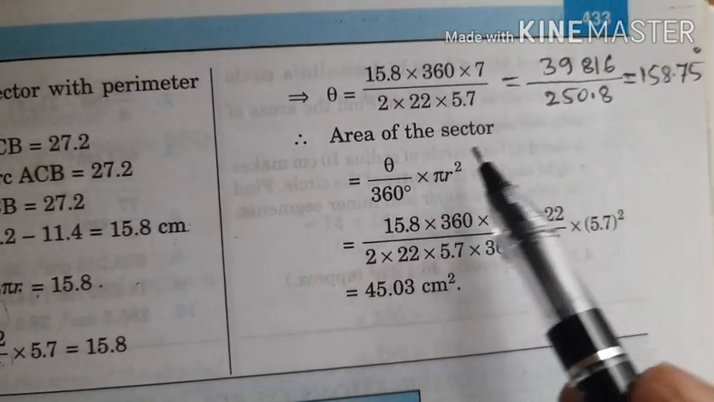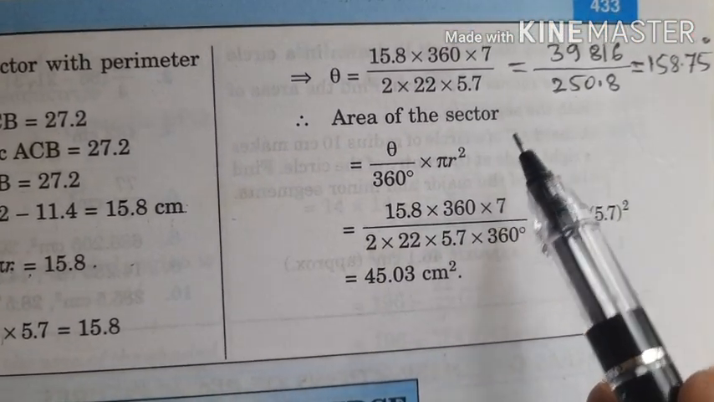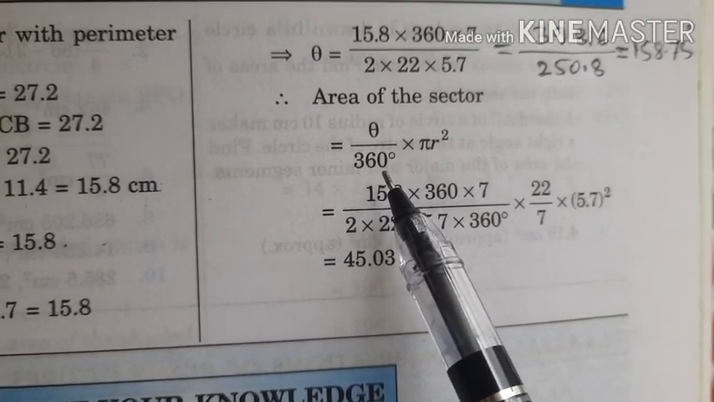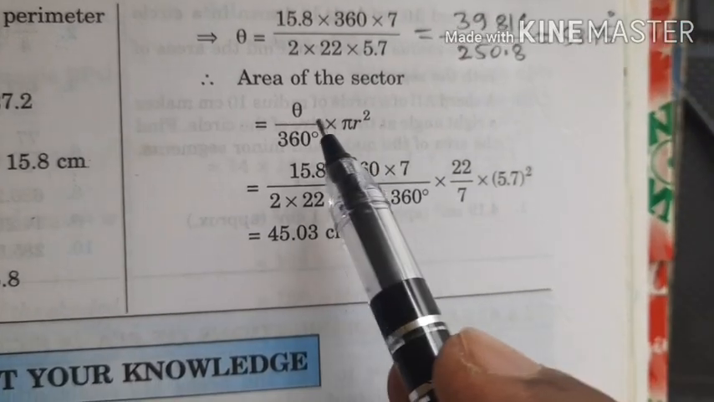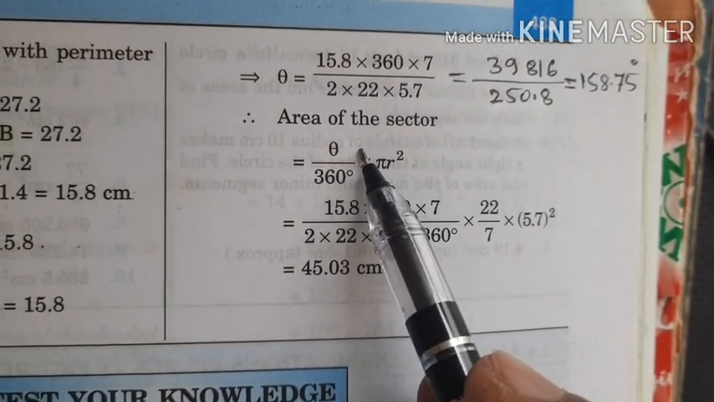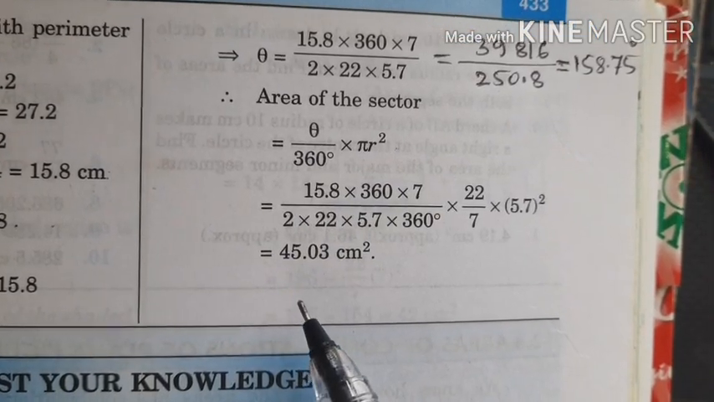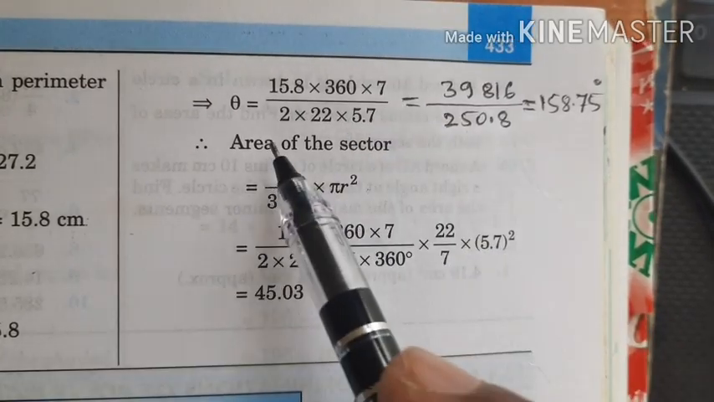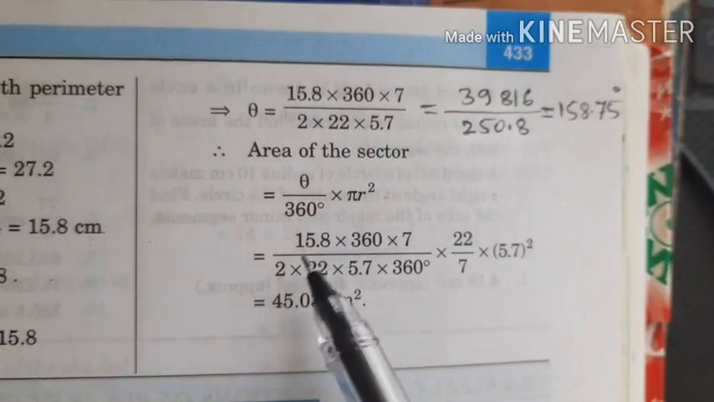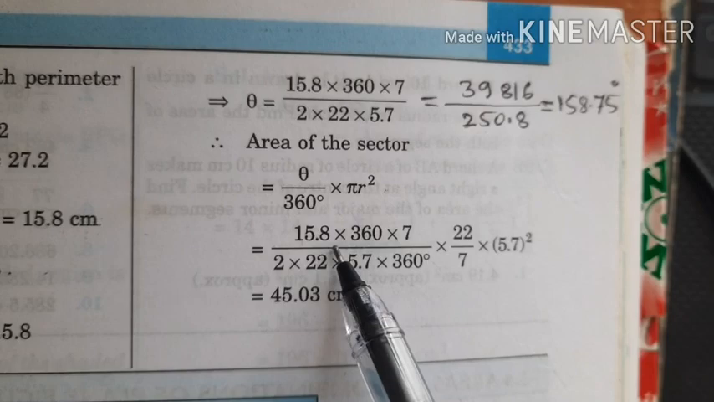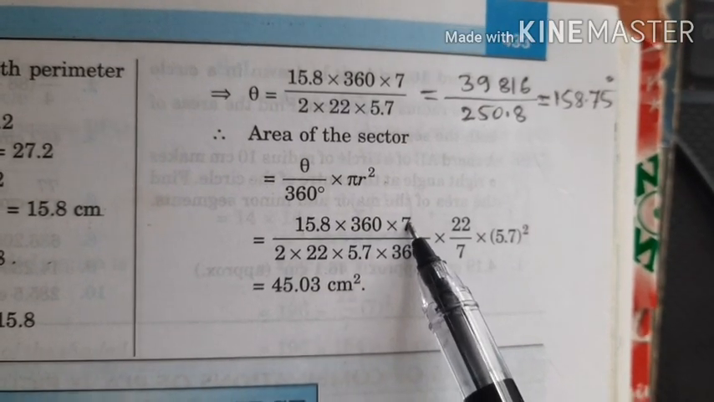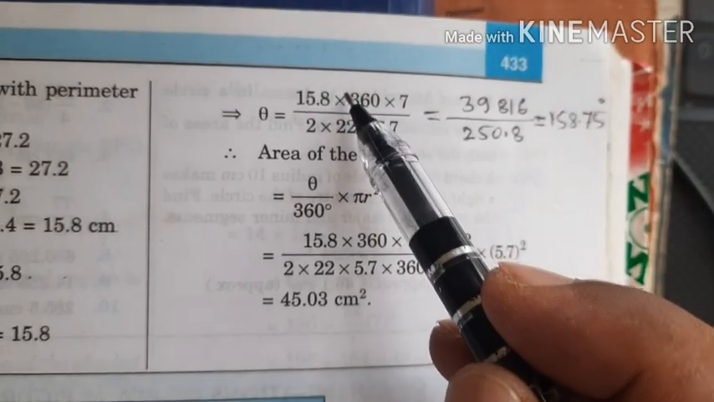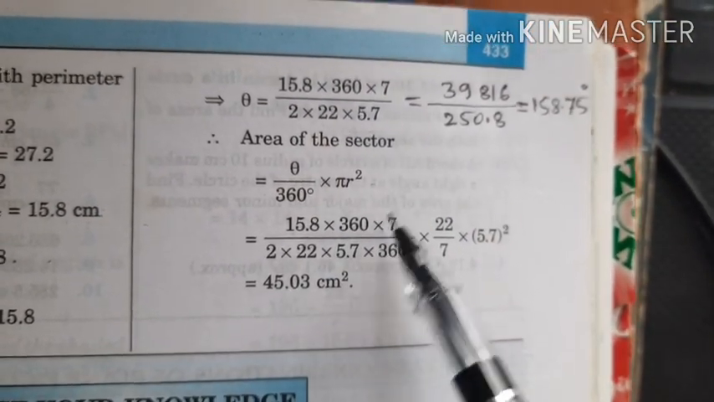But area of the sector I have to calculate. Therefore, area of the sector formula is, for 360 degree central angle, pi r square is the area, and for theta degree, how much is the area? Okay. Look at me here, children. Theta means 15.8 into 360 into 7 upon 2 into 22 into 5.7. Therefore, for theta, we put this factor, right?